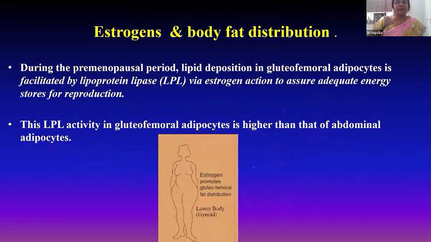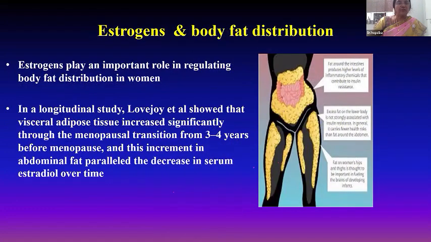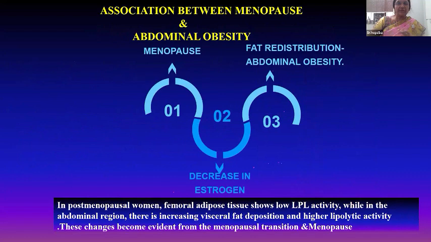Coming to estrogen and fat distribution, which Dr. Pushpa has already touched upon: during the premenopausal period, lipid deposition occurs in gluteofemoral adiposity, which is facilitated by lipoprotein lipase via estrogen action to assure adequate stores for reproduction. This lipoprotein lipase activity in gluteofemoral adipocytes is higher than that of abdominal adipocytes. Then there is a redistribution to the visceral fat and the adipose tissue into the abdominal and subcutaneous fat of the abdomen. This starts from the menopausal transition, 3 to 4 years before menopause. This increment in abdominal fat parallels the decrease in serum estradiol over time. So this is a curve which is obvious.